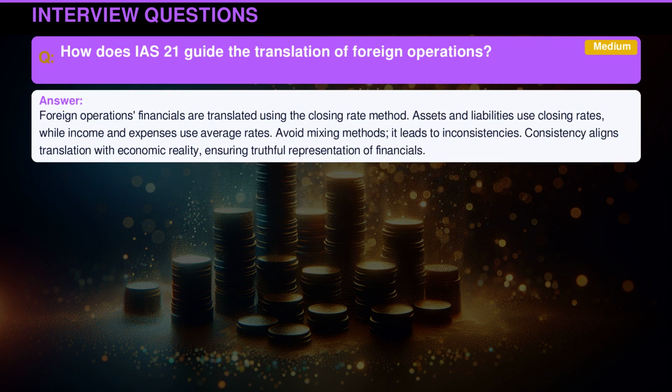Foreign operations financials are translated using the closing rate method. Assets and liabilities use closing rates, while income and expenses use average rates. Avoid mixing methods. It leads to inconsistencies. Consistency aligns translation with economic reality, ensuring truthful representation of financials.